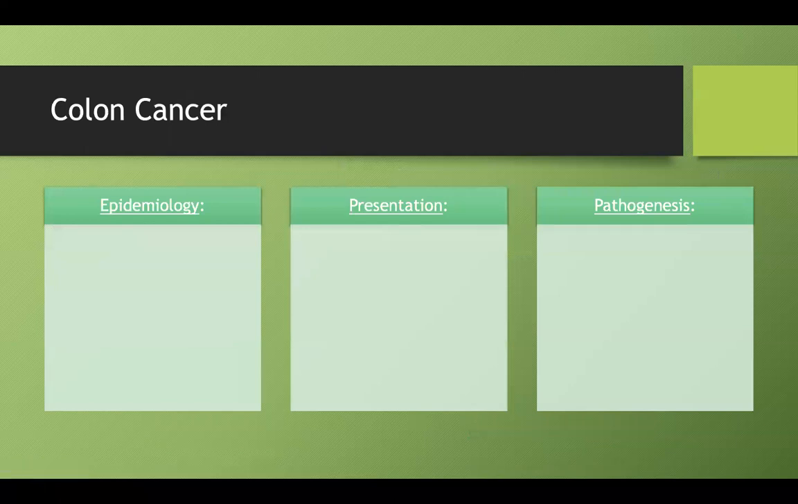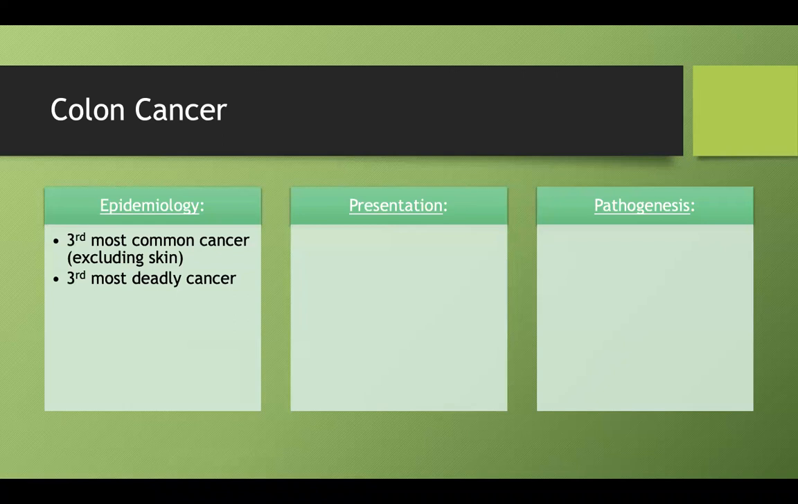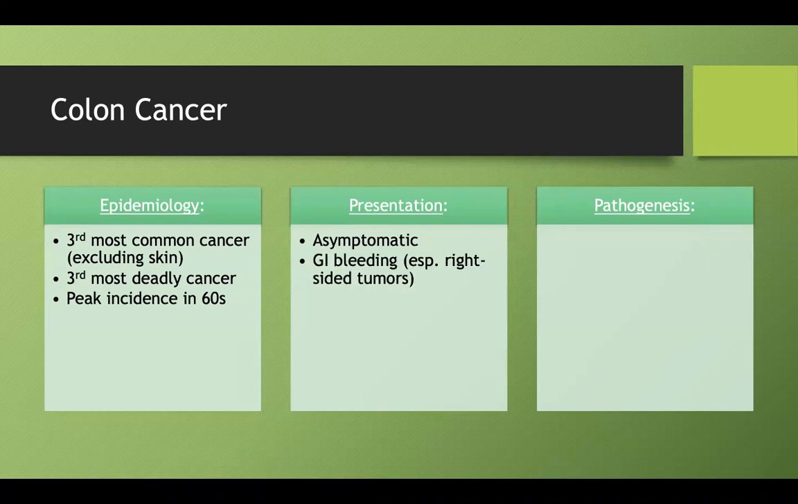Now let's move on to colon cancer. Colon cancer is the third most common cancer if we exclude skin. It's the third most deadly cancer as well. There's an incidence peak in their 60s, so it's a cancer of older adults generally. How this presents, oftentimes it's asymptomatic, which is one of the reasons why we do those cancer screens and polyp screens, actually.